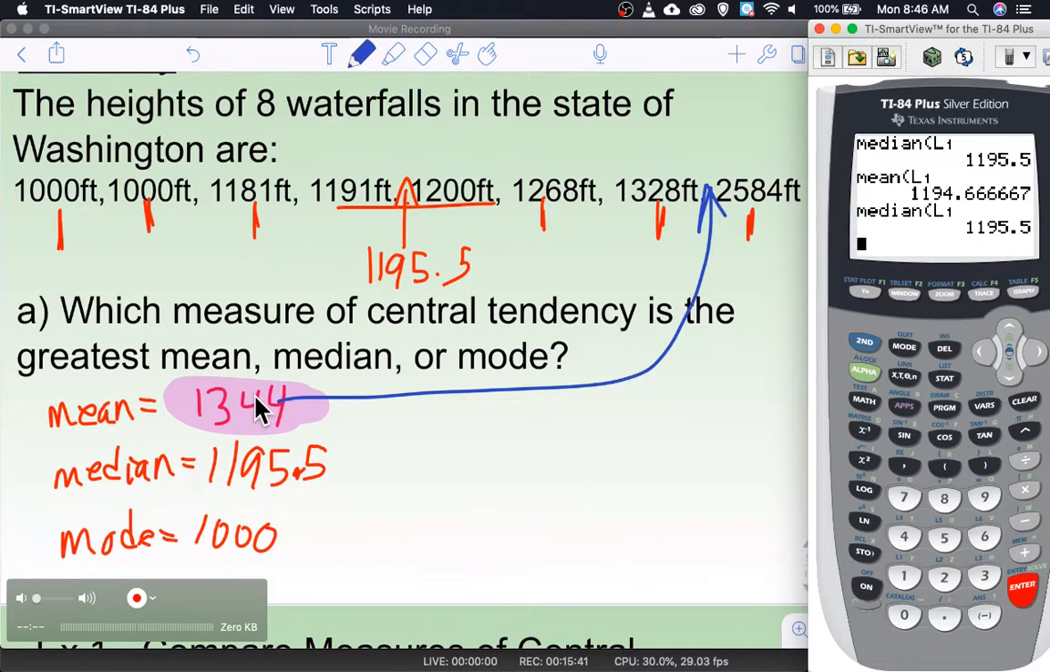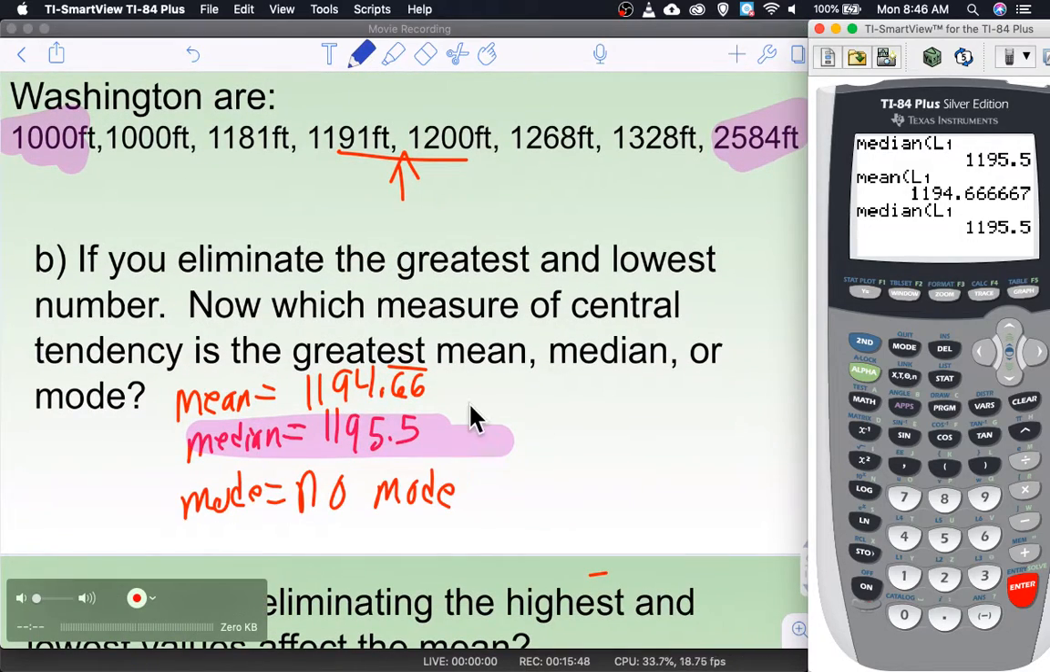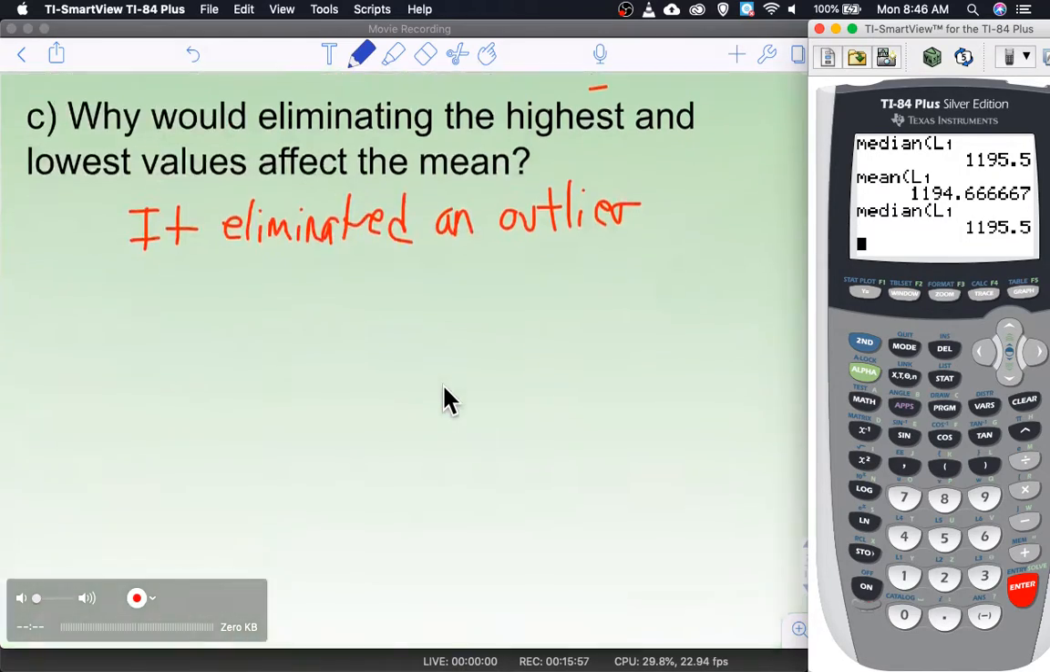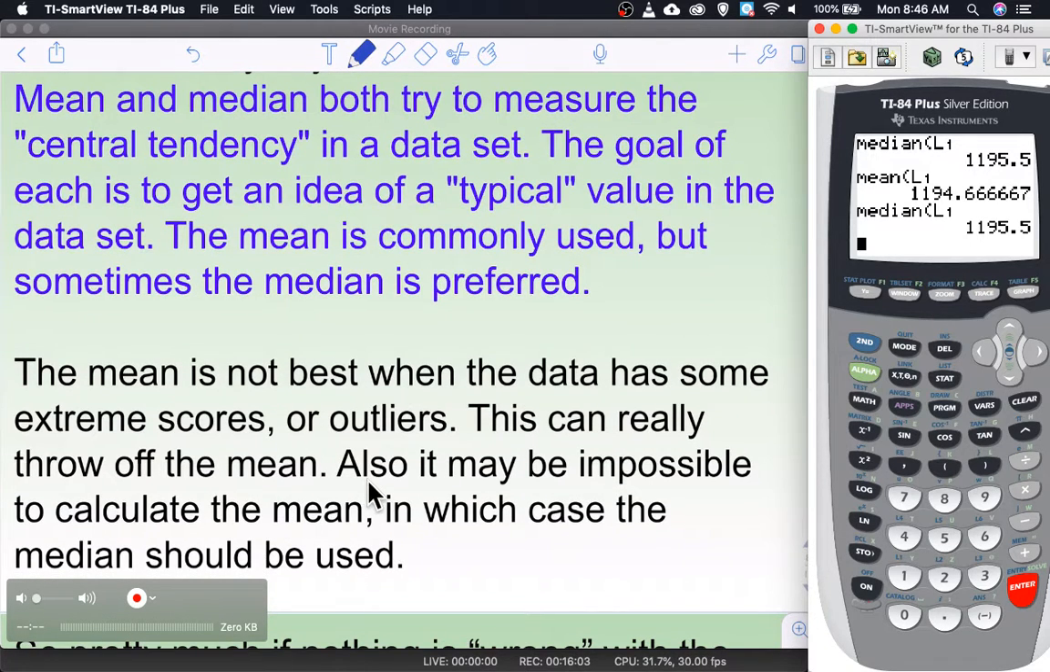So usually the mean's pretty good unless there's an outlier. Here, we got rid of our outlier. If I said which of these was the best measure of central tendency to use, since there's no outliers, the mean is probably the one you'd want to say. Those outliers can really throw off the mean. Also, it may be impossible to calculate the mean. There are some problems where they don't give you the exact numbers. You can't calculate it, in which case the median should be used.